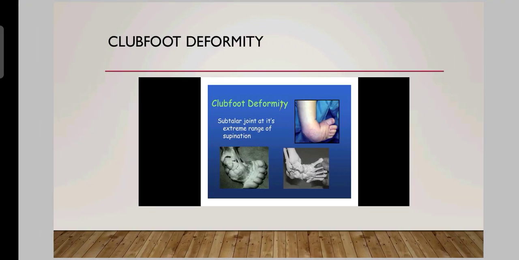So that will be the sequence of the deformity correction. Also, in clubfoot deformity, the subtalar joint is at its extreme range of supination. In this diagram, you can see the subtalar joint at its extreme range of supination.